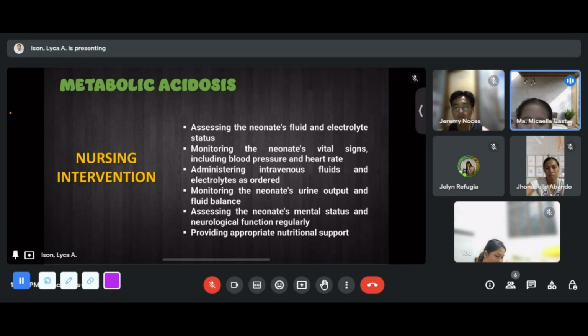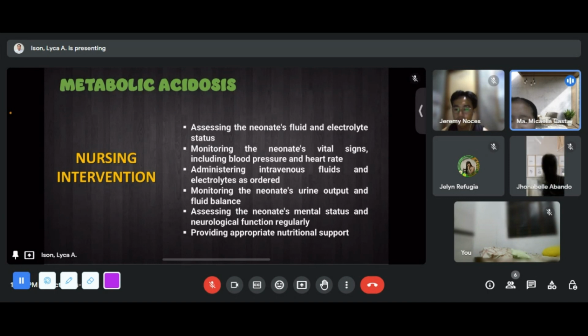Then assessing the neonate's mental status and neurological function. So, newborn neurological assessment is a part of the thorough evaluation of the newborn that is performed within 24 hours after birth. The goal is to confirm the normal neurological status and early detection of treatable conditions, yung mga condition that might affect their development. Then providing appropriate nutritional support.